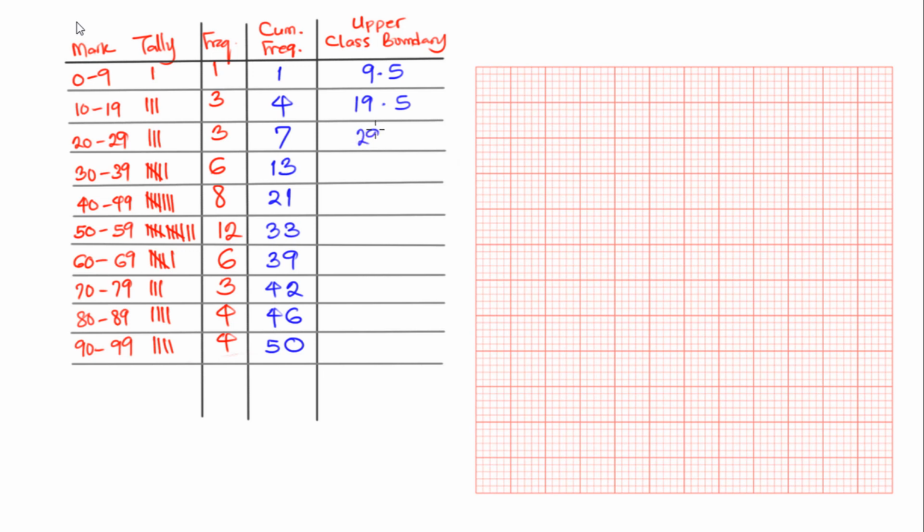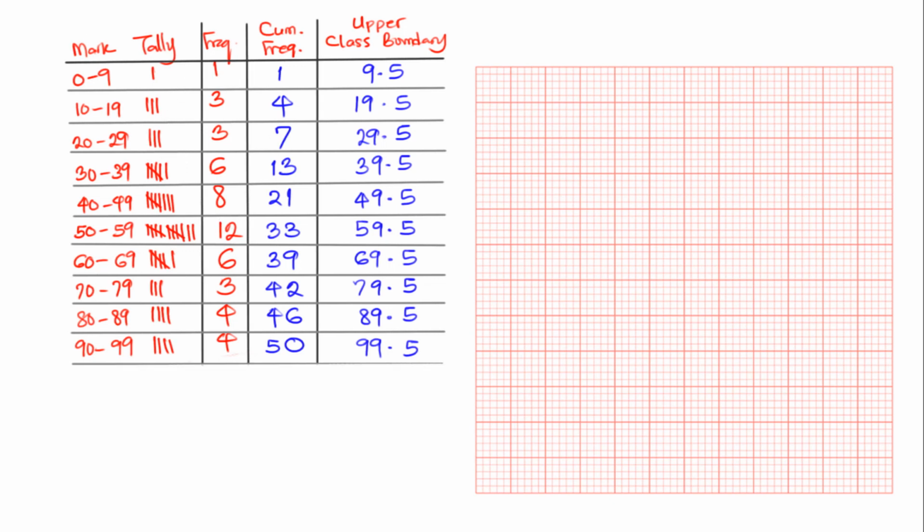19.5, 29.5, 39.5, 49.5, and on down to 99.5. Our cumulative frequency curve, the Ogive, is going to be a graph of the cumulative frequency plotted against the upper class boundary. Okay, so we can go ahead and see what we can do with respect to that. So now we are going to be plotting our cumulative frequency curve by plotting the cumulative frequency on the vertical axis, okay, and the upper class boundary on the horizontal axis.